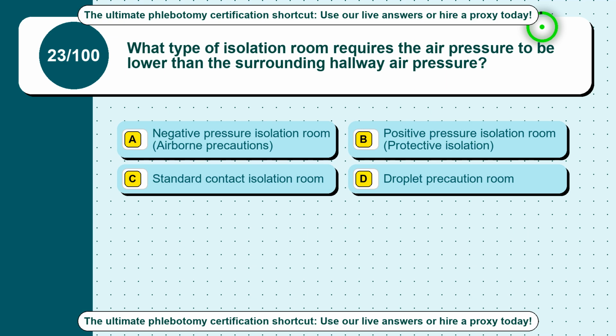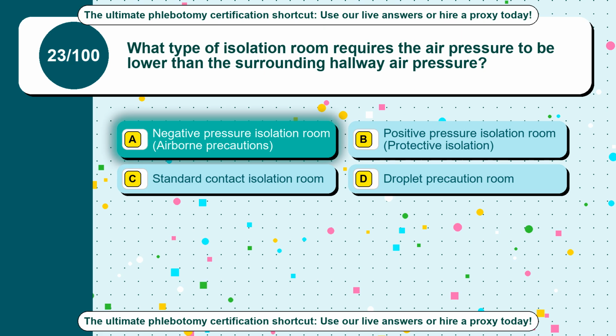Question 23. What type of isolation room requires the air pressure to be lower than the surrounding hallway air pressure? Option A, negative pressure isolation room, airborne precautions. Option B, positive pressure isolation room, protective isolation. Option C, standard contact isolation room. Option D, droplet precaution room.